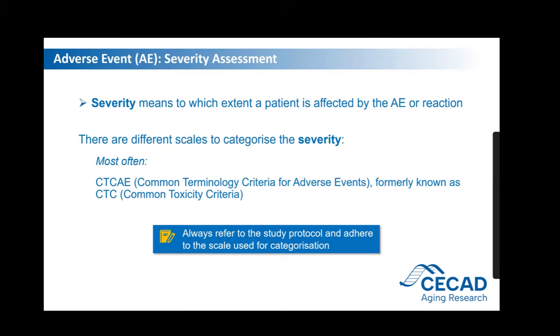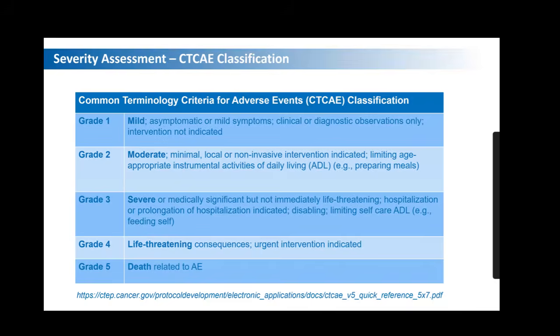But usually the common scale to categorize severity is the Common Terminology Criteria for Adverse Events, or CTCAE. And this is a grading system that goes from grade 1 to 5, with 1 being a mild adverse event, which is asymptomatic or with mild symptoms, and no intervention is indicated, while grade 5 is death related to an AE, with the other 3 grades ranging in between. So this is how you rate the severity of an adverse event.